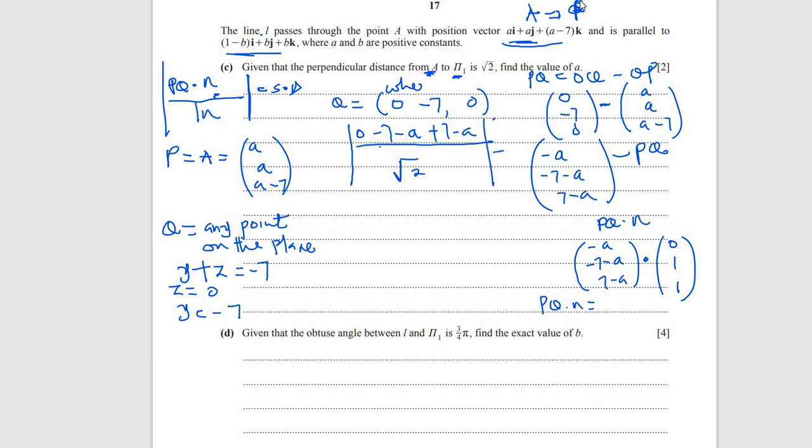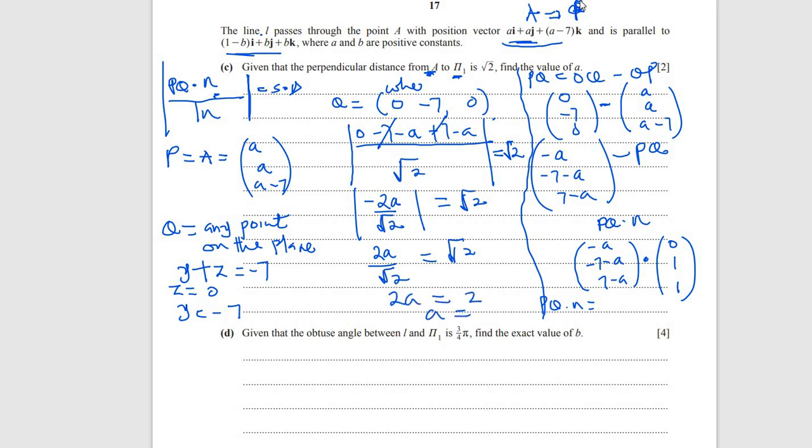Remember that the shortest distance is equal to square root of 2. From here, minus 7 cancels plus 7. What do you have here? Minus A over root 2. Remember that we have the modulus symbol, equal to root 2, which makes it positive. So this gives A over root 2 equal to root 2. When you cross multiply, A is equal to 2. The value of A is 2.